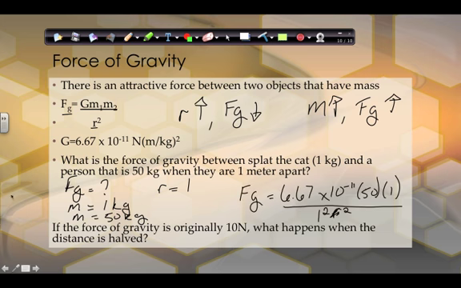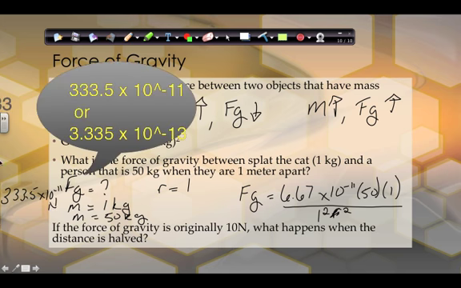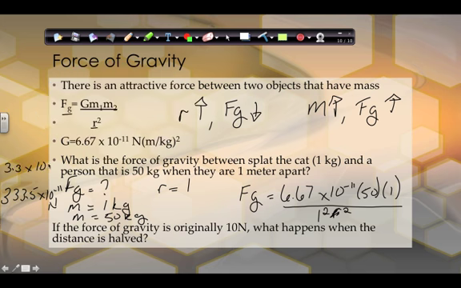So I'm going to plug it in, and I get times 10 to the negative 11th newtons. Or if I was going to write this out properly, I would say 3.3 times 10 to the negative 13th newtons. All right, so if you're given a question like this, you can just simply plug it into the formula and then solve.